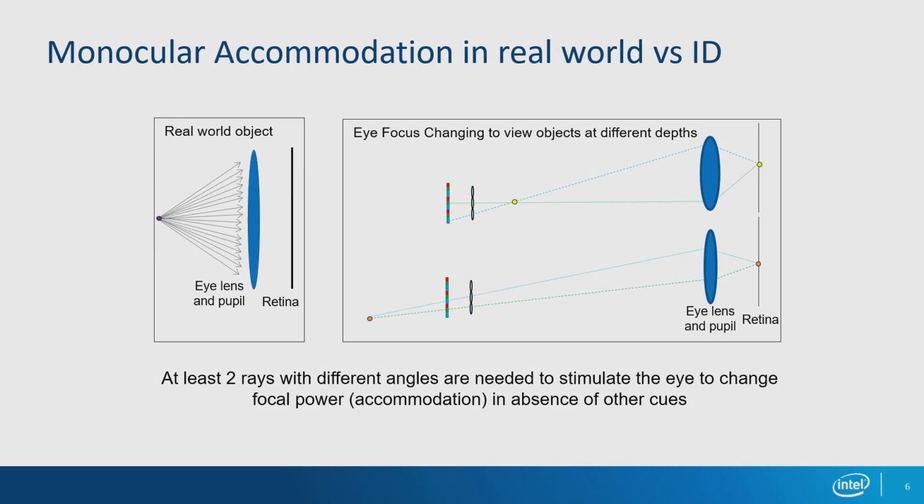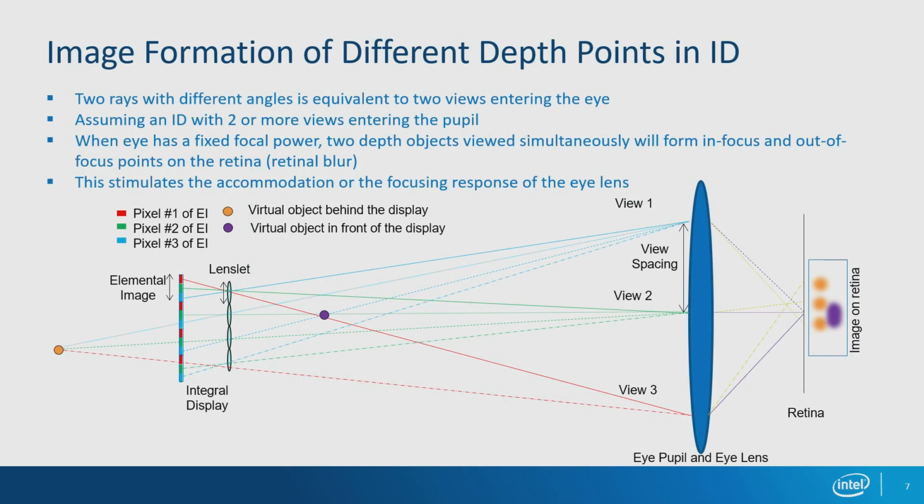So for example, here's a point in front, here's a point at the back. The eye has to use a longer focal length, or a shorter focal length, to bring it in focus. So the simple conclusion here is that two rays are needed at least, at different angles, to simulate this change in focal power. So for the integral displays, these two rays actually translate to having two views entering the eye.